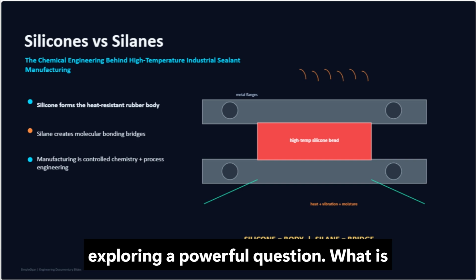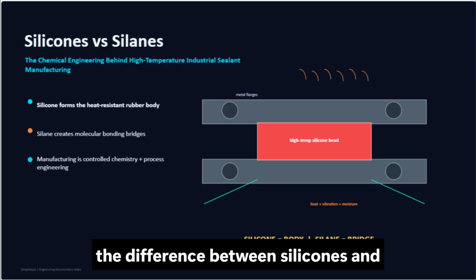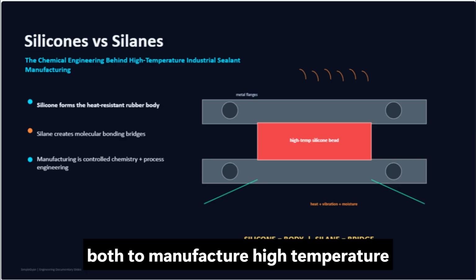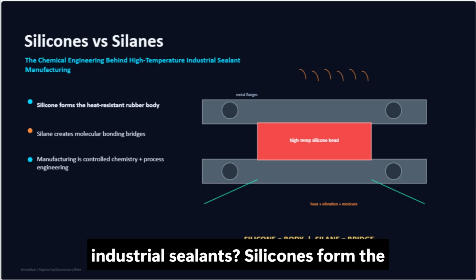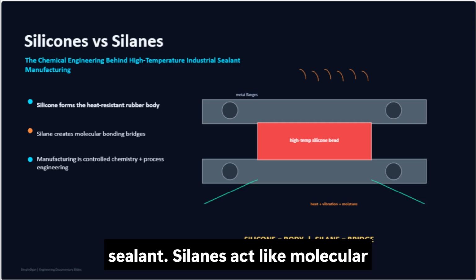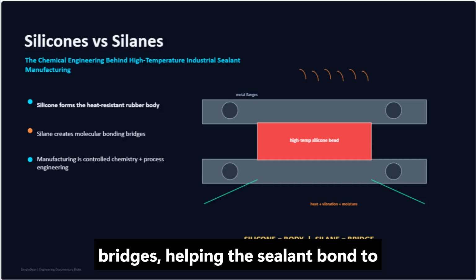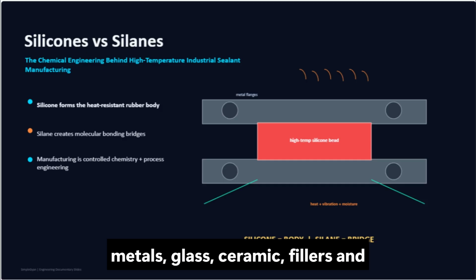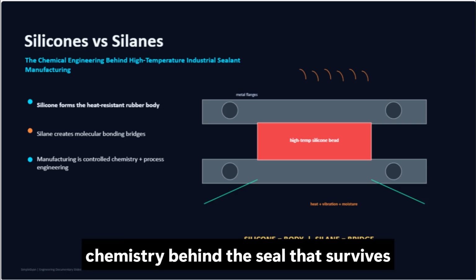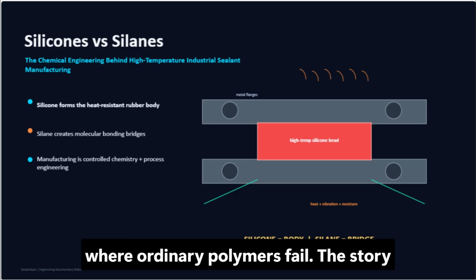Today we are exploring a powerful question: what is the difference between silicones and silanes, and how do chemical engineers use both to manufacture high-temperature industrial sealants? Silicones form the flexible, heat-resistant body of the sealant. Silanes act like molecular bridges, helping the sealant bond to metals, glass, ceramic, fillers, and industrial surfaces. This is the chemistry behind the seal that survives where ordinary polymers fail.